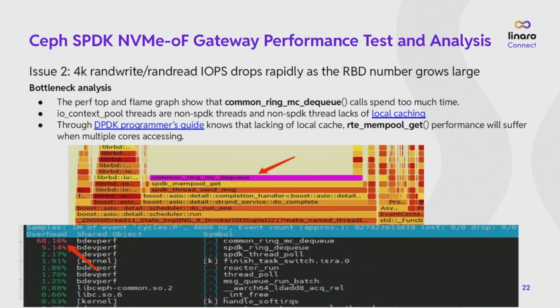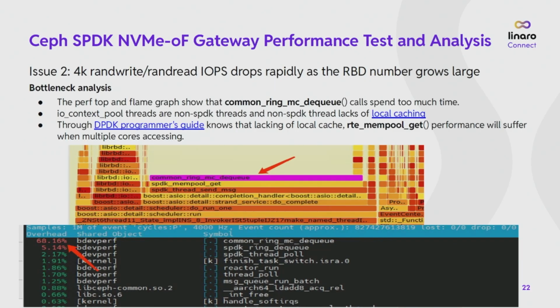And bottleneck analysis. If we look at the perf and the flame graph, we can see that the function rte_mempool_get, the common ring MC dequeue, is spending too much time. This function is to get an object from the memory pool.